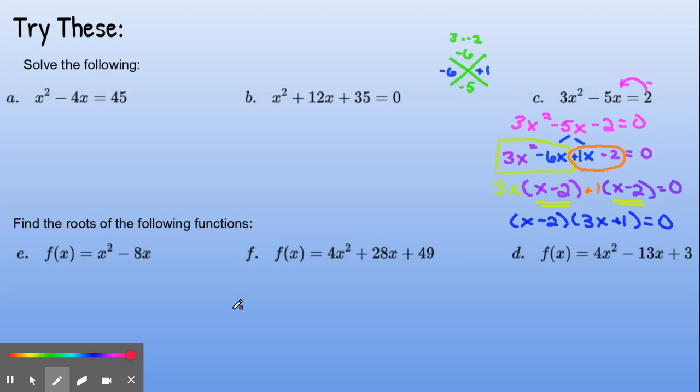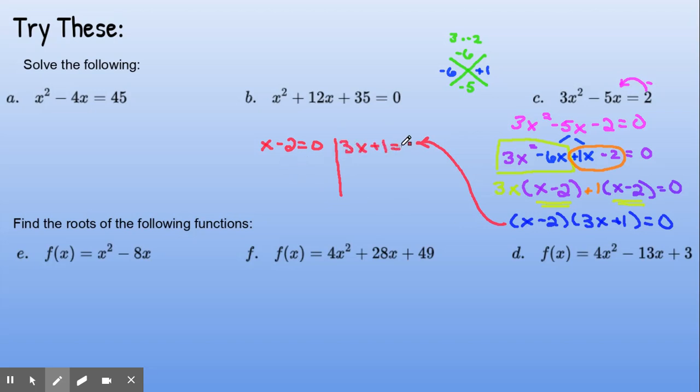Now to finish off this problem, so I have room on the right, I'm going to go over here. I'm going to take each grouping, set it equal to 0. So x minus 2, that was my first set of parentheses, and 3x plus 1 was my second set. And then you simply solve it. I add 2 on the first one. That's my first answer. I would subtract 1 and then divide by 3. And there's my second answer. Okay, so that's how we're going to solve by factoring.